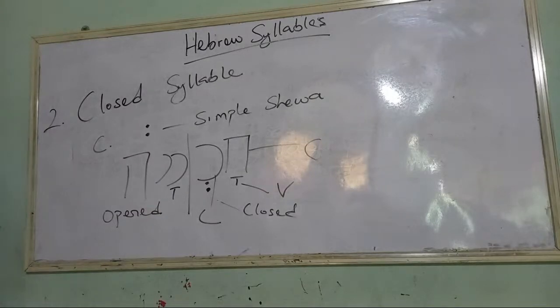So those are the syllables we have in Hebrew. We have open syllables, we have closed syllables, and we have learned these 2.